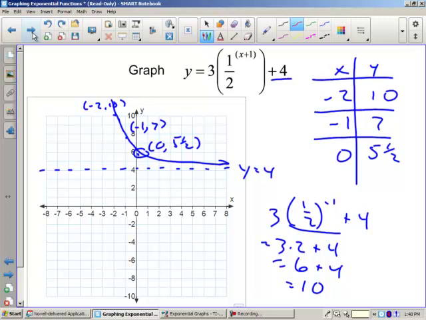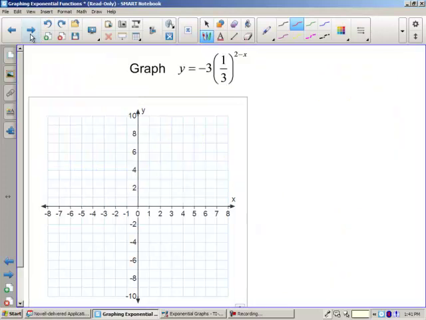My domain, once again, is -infinity to infinity, as it is with any exponential graph. My range in this particular case goes from 4 to infinity. 4 is not included.